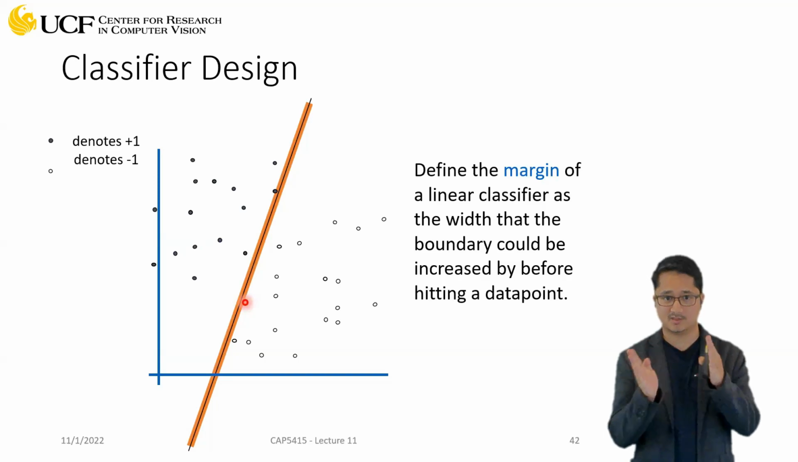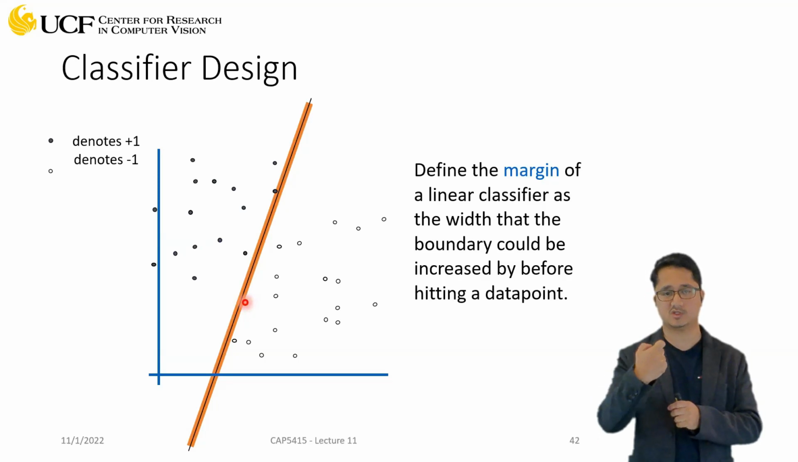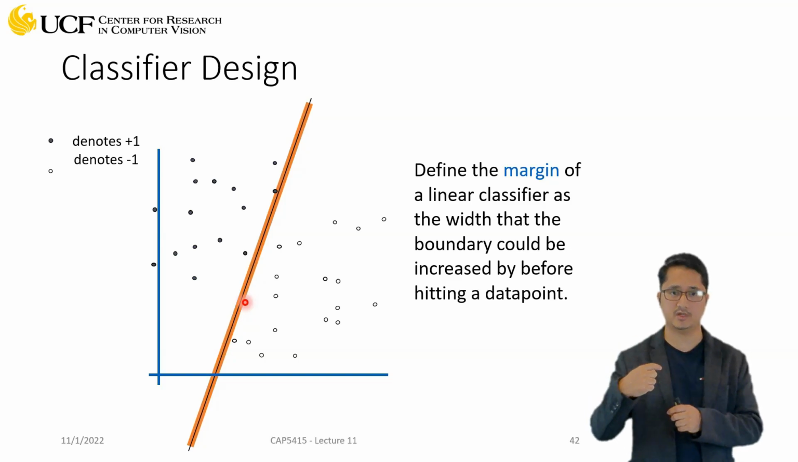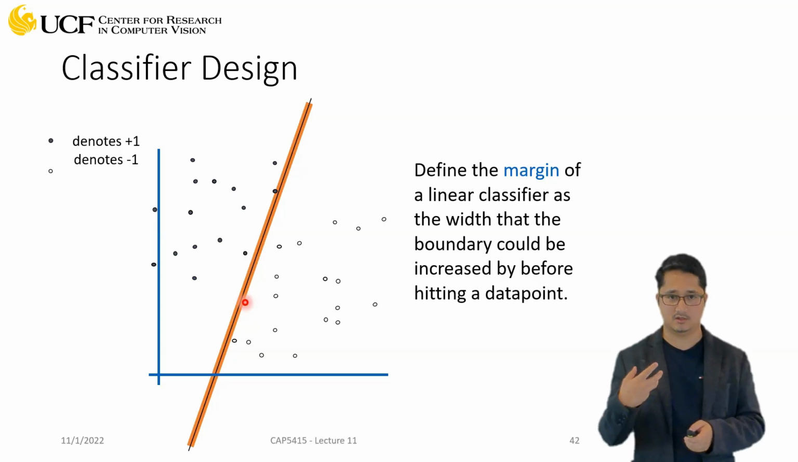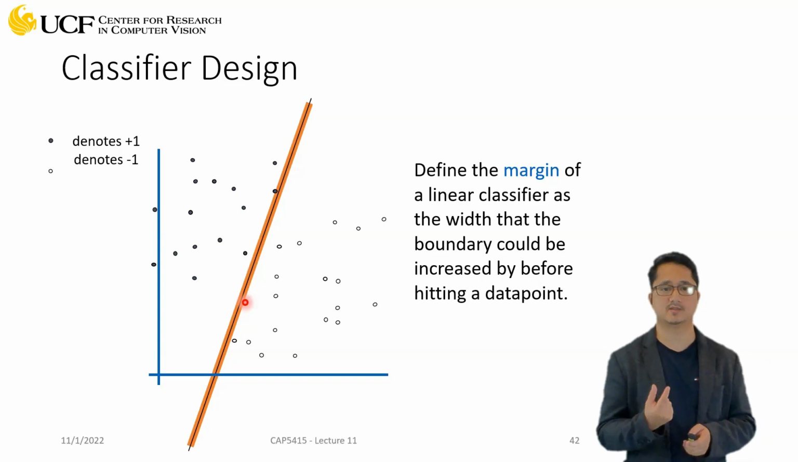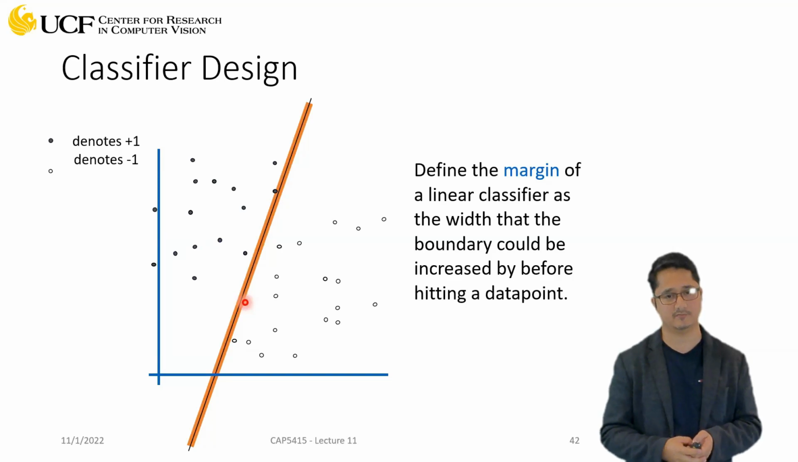This space is called the margin. It is how much space you have left between the decision boundary and the closest sample from either of these classes. The goal is to maximize that margin, and that's what this maximal margin classifier will do. The name says it all.